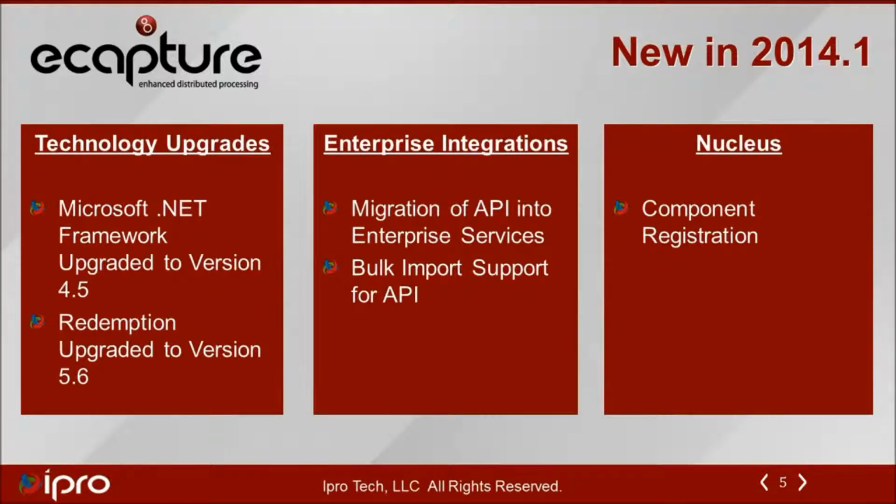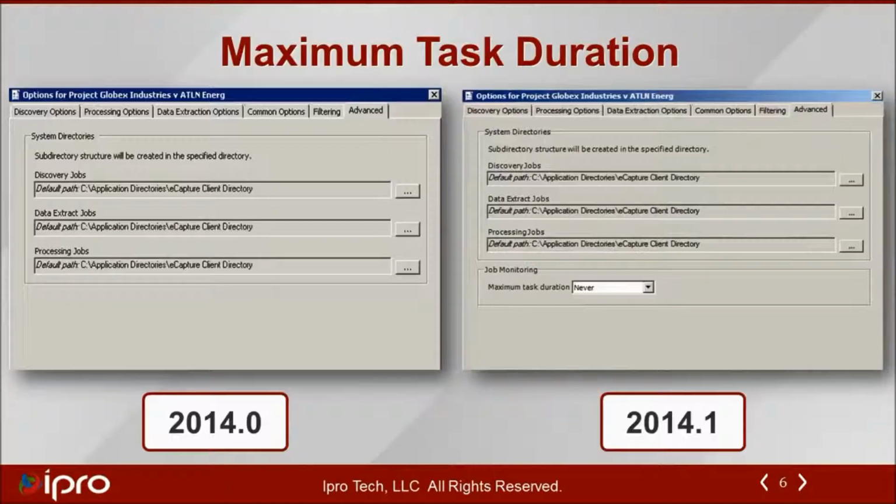Within the first phase, component registration will allow users to enable integration with Ipro Nucleus to register all eCapture components with the Nucleus website. This functionality will make it more feasible to view information about your eCapture environment from within Nucleus and respond to problems if necessary. Now, let's go ahead and take a look at some of these new features in further detail.